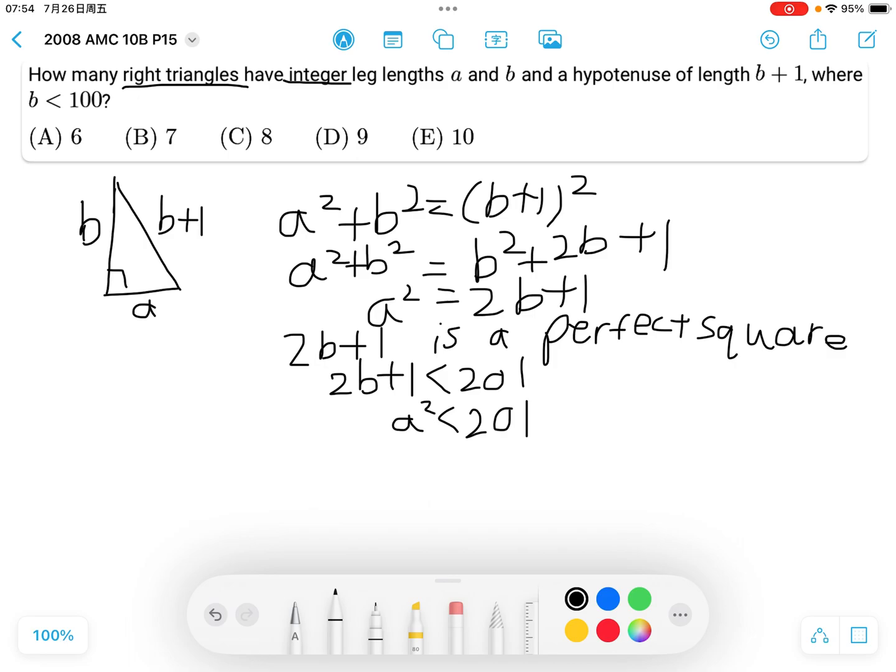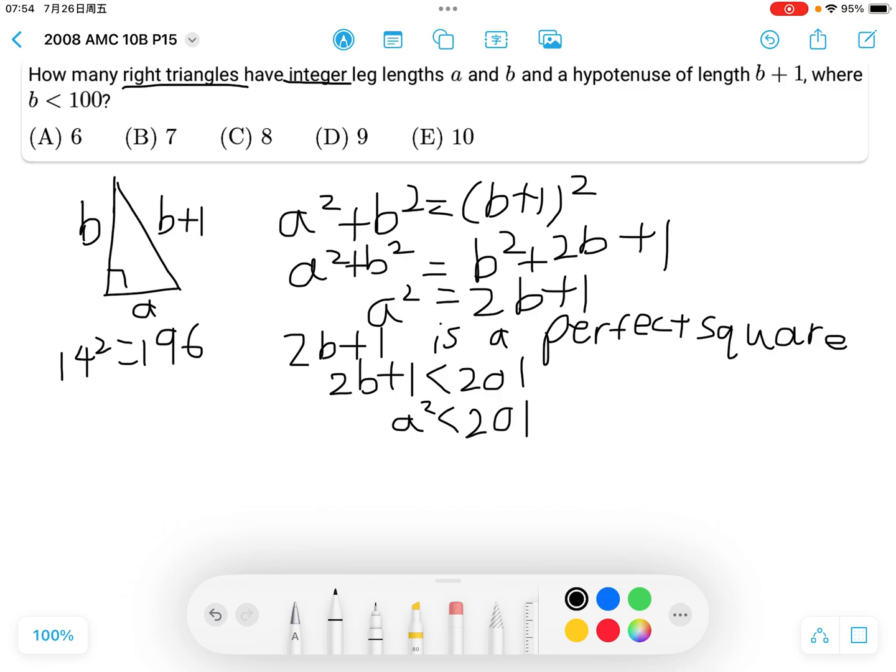How many squares are there, firstly, that are less than 201? We know that 14 squared is 196. So there are 14 possibilities for the positive integer a. However, do all these possibilities work? Let's try 196 as an example, just to make sure.